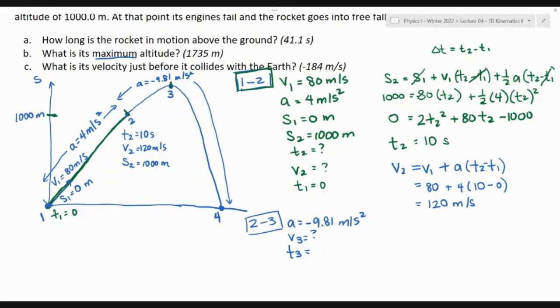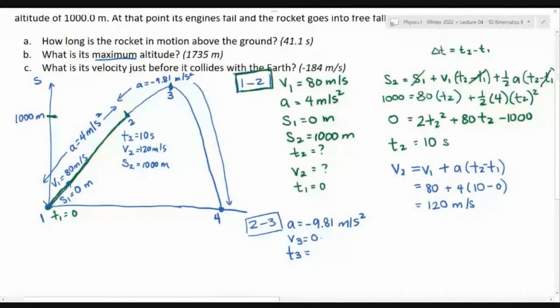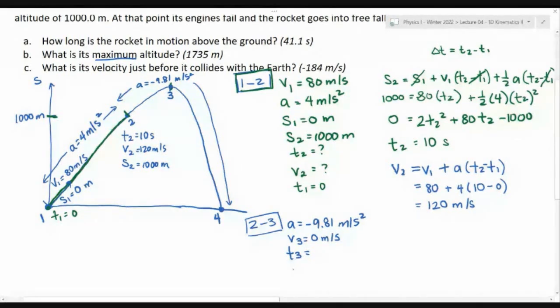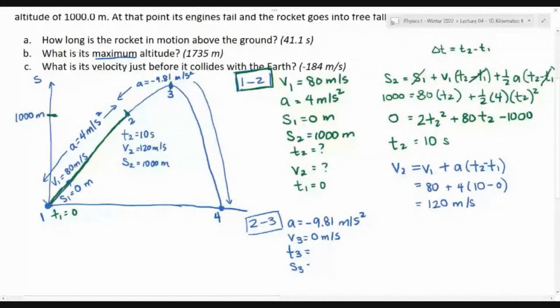Yeah, so V3. Sathujan, you've already kind of said the answer. I'm using numbers rather than initial and final, but yes, V3 is the velocity when you're at this maximum height. And when you're at the maximum height, your velocity is 0. So this is 0 meters per second. So we already know that. Okay, so now let's try to find T3 and also S3. So those are two things that we want to find.